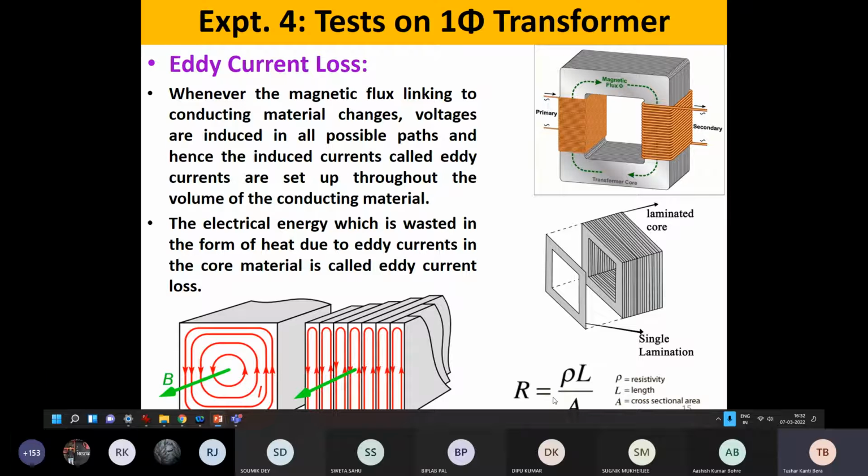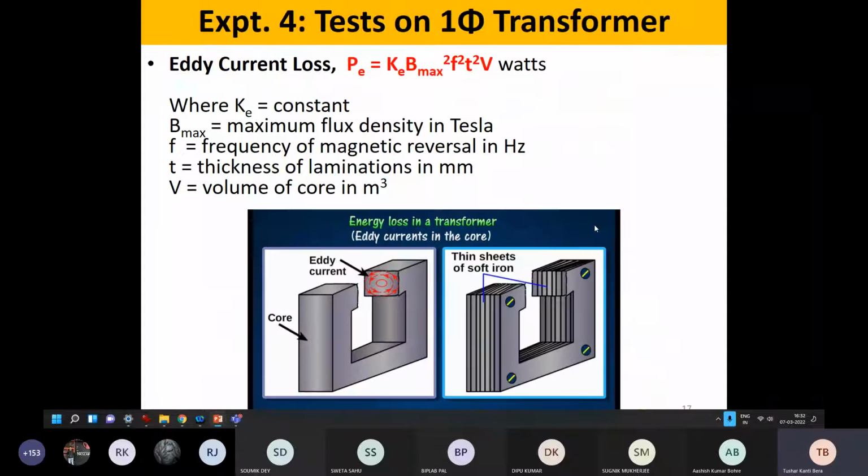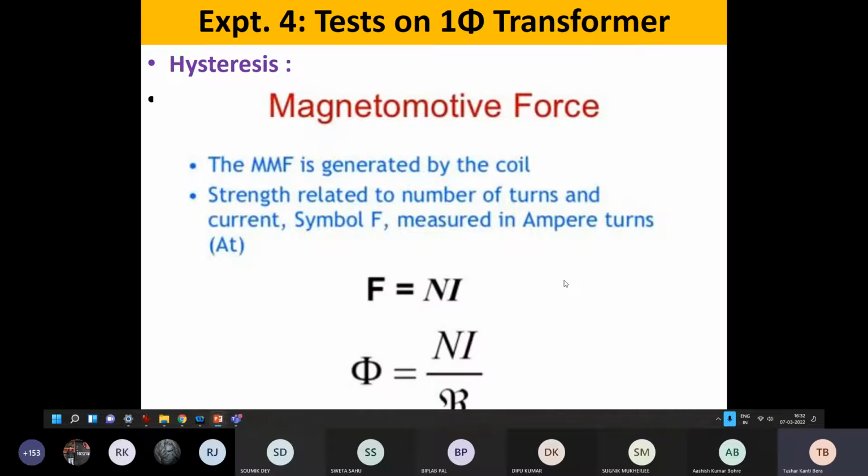And if the area is small, then the resistance will be very high, and due to the high resistance, current will be minimized. And if the eddy current is minimized, eddy current loss will be minimized. Similarly, you can see the same phenomenon in this cartoon, that currents are minimized by slicing them. So we find a laminated core in the transformer for reducing the eddy current loss, and then we will get some magnetizing effect.